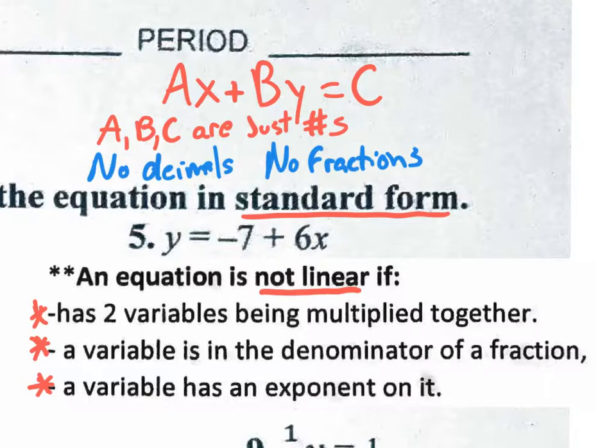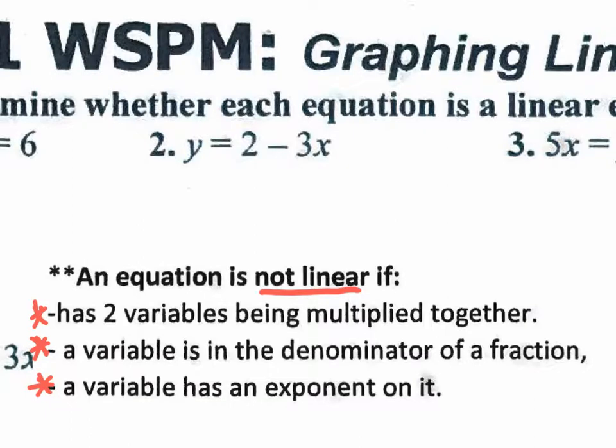So let's jump to number two actually, sorry. And let's ask ourselves, do we have x times y right here? No. So it doesn't have two variables being multiplied together. Do we have a variable in the denominator of a fraction? Do we have a fraction here? No. If you ever have something like 3 divided by x, then yeah, that would not be linear. How about, do we have a variable that has an exponent on it? Does it have an x squared, y squared? No. X to the third or y to the fourth? No. So all of this means that it's a linear equation, right?